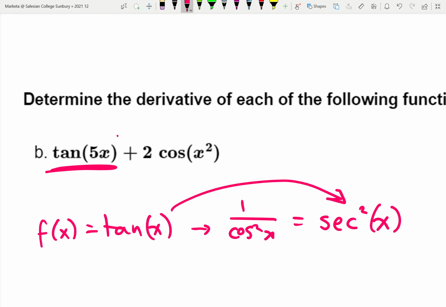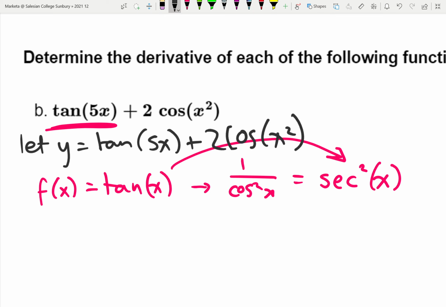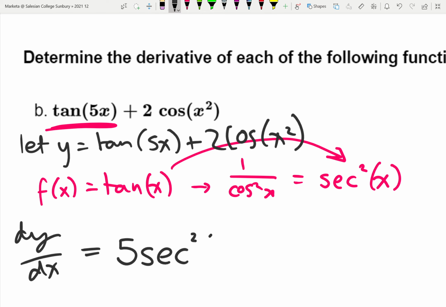So what we do, we take the derivative of 5x. The derivative of 5x is 5. And we say, so let y equal tan 5x plus 2 cos x squared. And then, so that means dy/dx is going to be 5 sec squared 5x. So I've taken the derivative of what we're tanning and I've multiplied it by the derivative of the same thing in the brackets there.